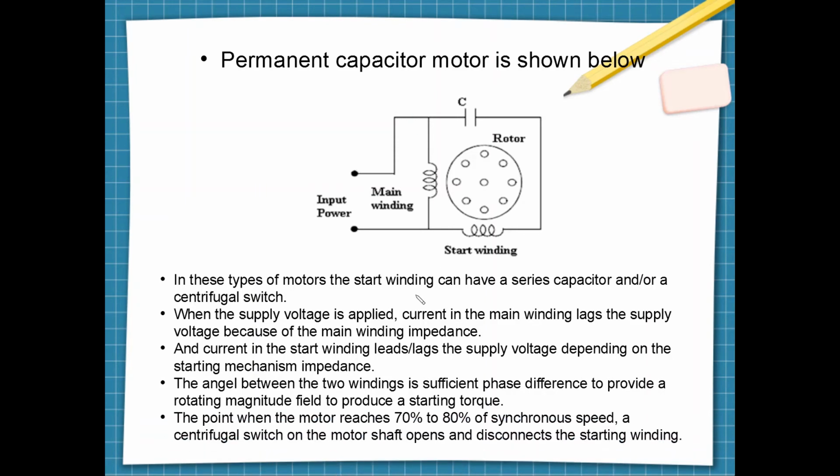When the motor reaches 70 to 80% of synchronous speed, a centrifugal switch on the motor shaft opens and disconnects the starting winding. As it rotates, the switch here will open due to centrifugal force.